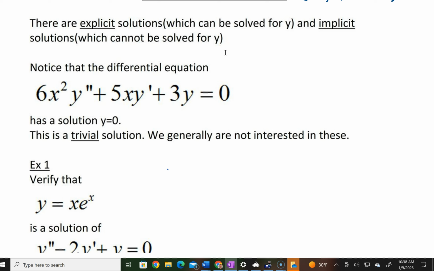Notice, however, if we have this differential equation, 6x squared y double prime plus 5xy prime plus 3y. Here's my question to you: is this linear or nonlinear? What do you think?